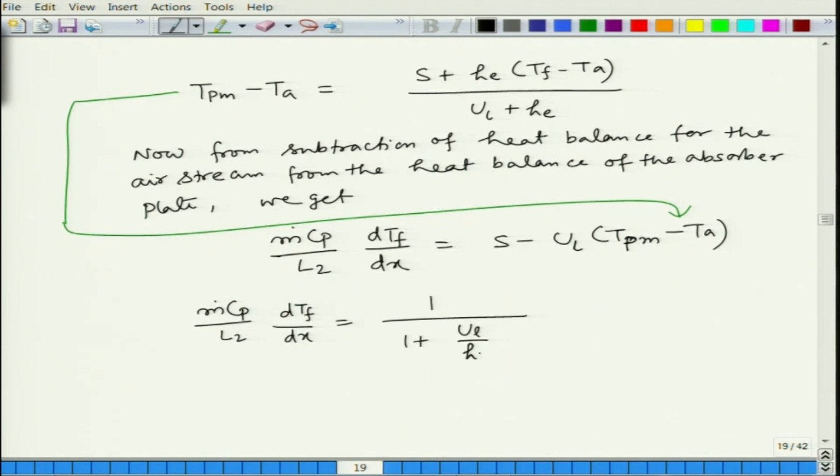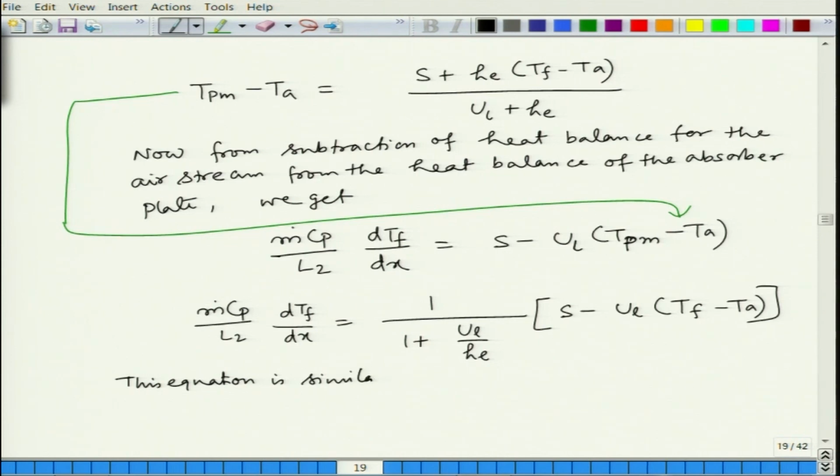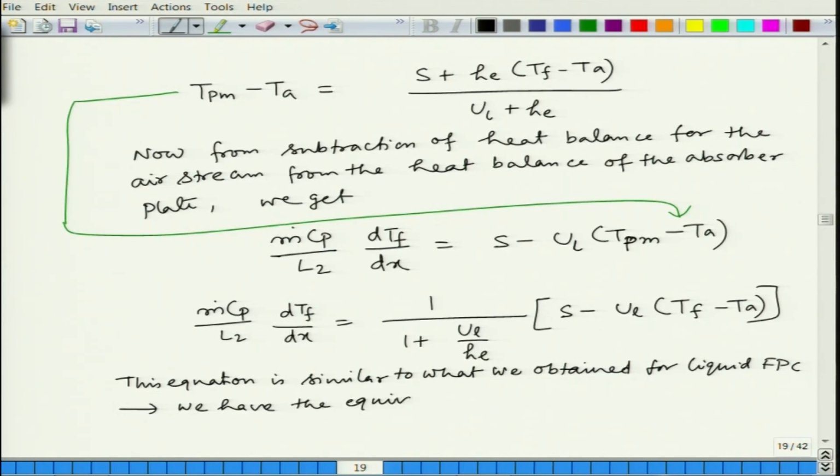One plus UL divided by HE, S minus UL, TF minus TA. Okay. So, let me write it explicitly that this equation is similar to what we obtained for the liquid flat plate collector, and we have the equivalent term for the collector efficiency factor, which we designated as F prime.